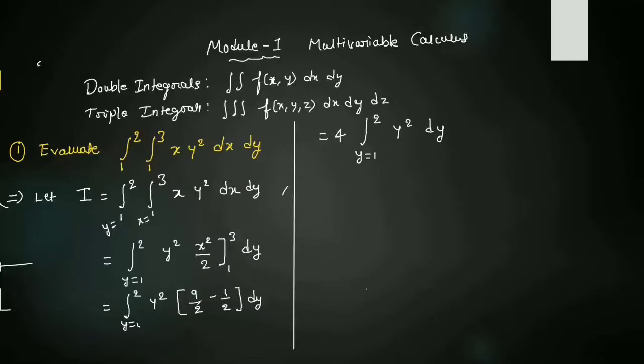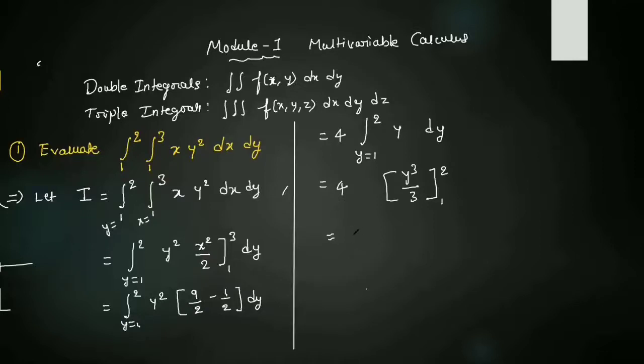I'll repeat. The denominator is the same, so 9 minus 1 is 8, and 8 by 2 is 4. The 4 we have taken outside, and what remains is the integral of y from 1 to 2 of y square dy. Now we have to integrate y square. Yes, the integral of y square is y cube by 3. Let me not write the integral sign because we are integrating, so it is a bracket. What are the limits? 1 to 2.